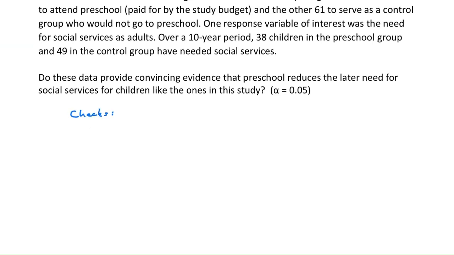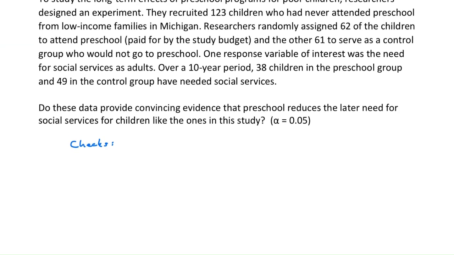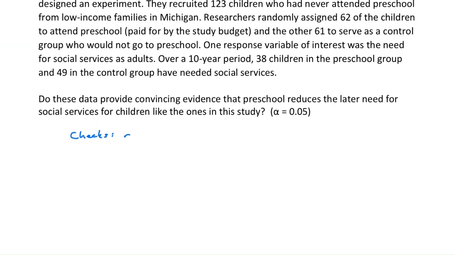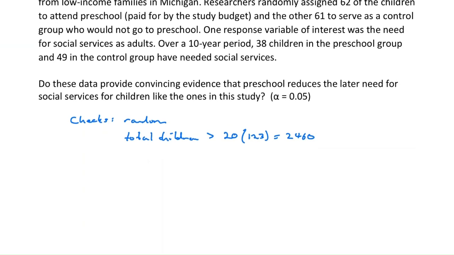Again, we're going to just assume the random. It was random assignment, I believe. I think they told us that. I guess they don't say, do they? Oh, yeah, they do. We have random assignment, so that's good. Total number of children: when we're looking at the population, all the children in Michigan where this study was done, that has to be greater than 20 times the number of children in the study, which is 123. That's 2,460. I think we can assume that there are more than 2,460 children in Michigan. So we'll assume that checks.